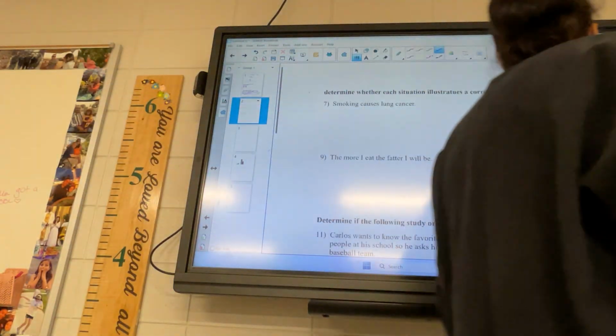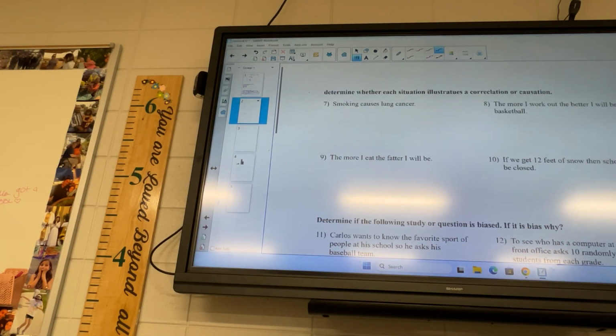Okay, determine whether each situation is correlation versus cause. What's the difference between the two? Perfect, okay, so a cause has been medically studied and proven. There's really no way around it. If it's 100 degrees out and you're outside, your ice cream will melt. We know that's going to happen. There's no doubt in that.